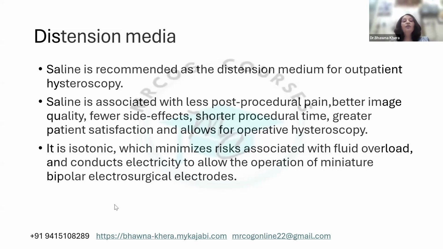So, therefore, saline is the best medium to be used. It has less pain, better image quality, fewer side effects, shorter procedural time, and greater patient satisfaction. And of course, from the safety point of view, also it is the best one.